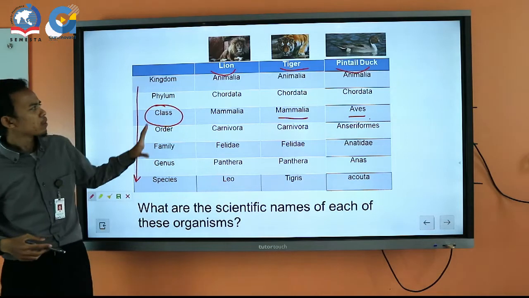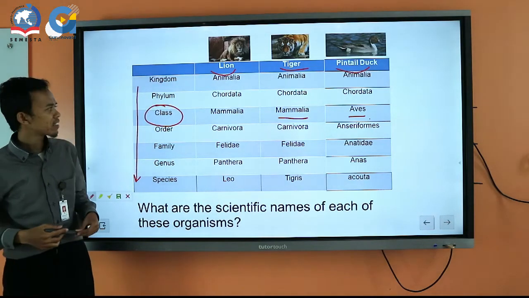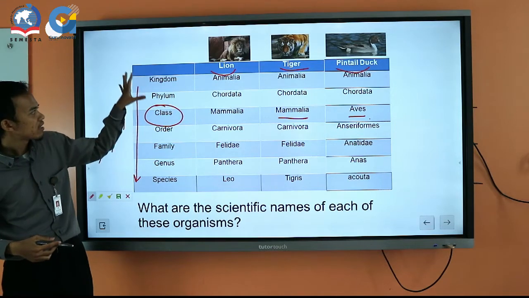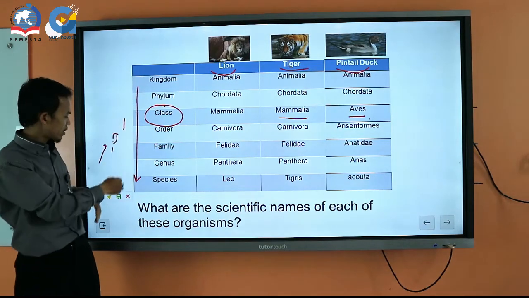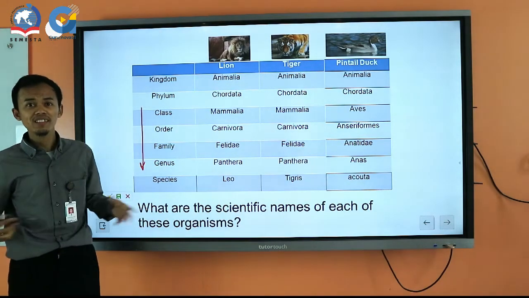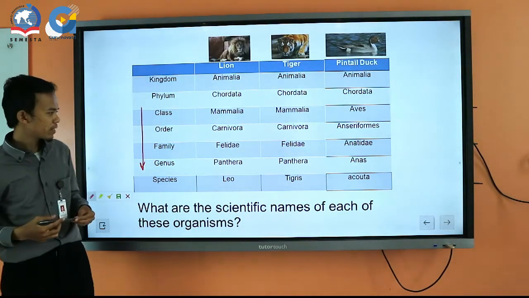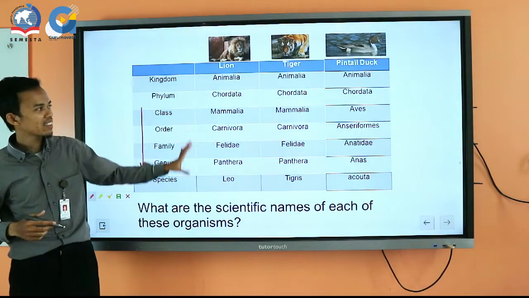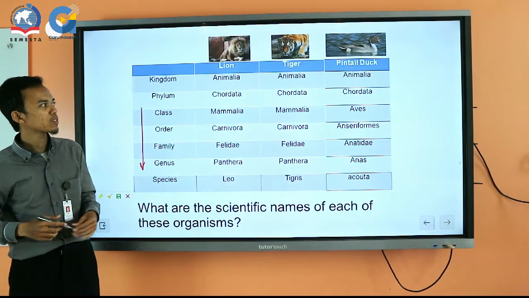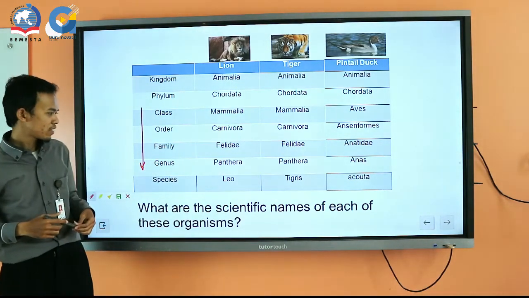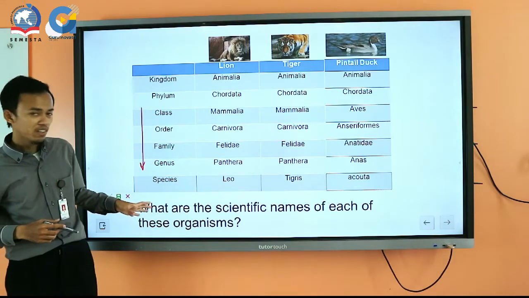So, what does it mean on this table, and how do you remember, how do you memorize this taxonomy from the kingdom to the species? Is it difficult or easy? So it's easy because later I will give you tips and tricks to remember this taxonomy and how to classify them easily. But I have a question.